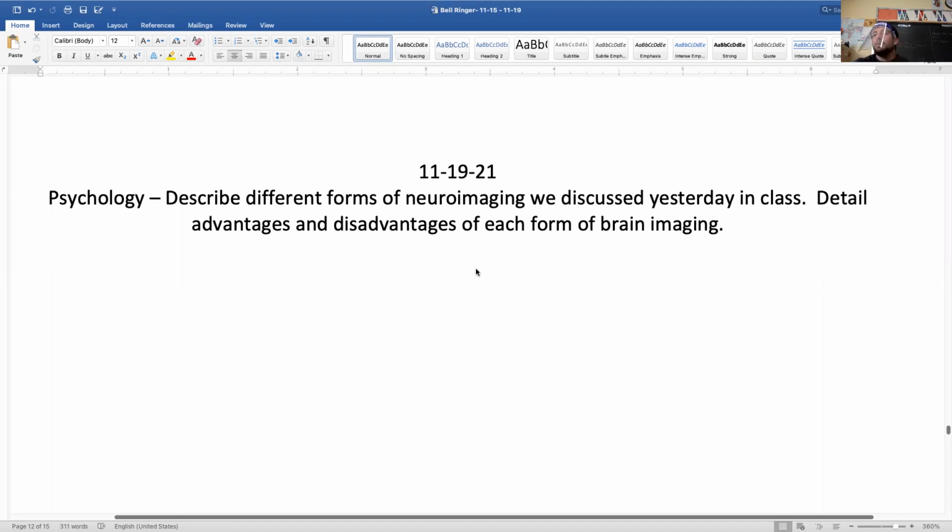Describe different forms of neuroimaging we discussed yesterday in class. Detail advantages and disadvantages of each form of brain imaging.